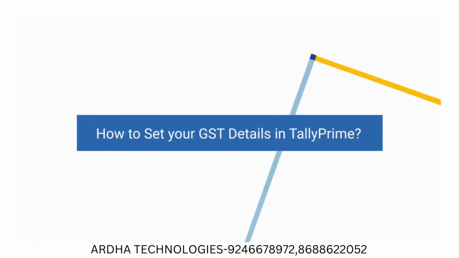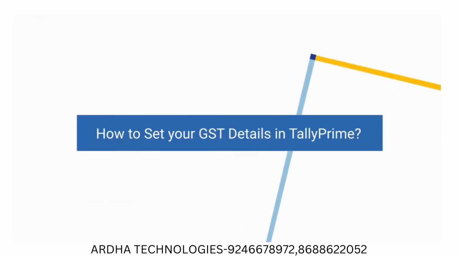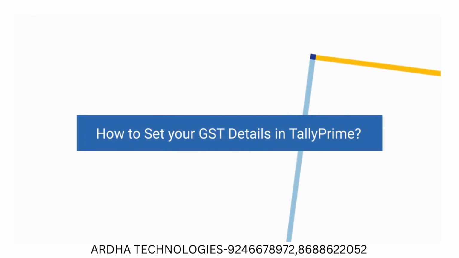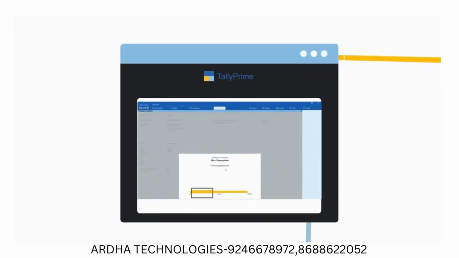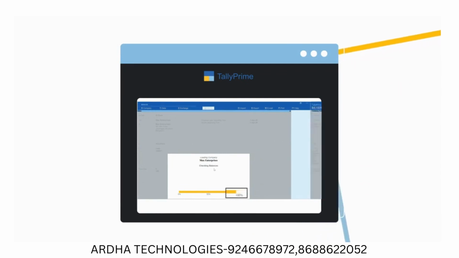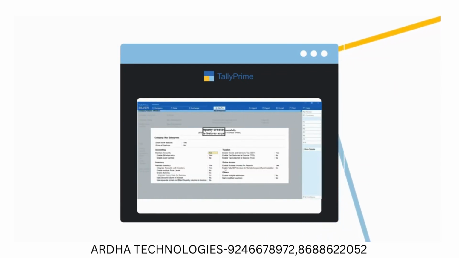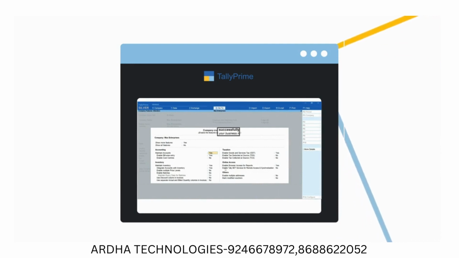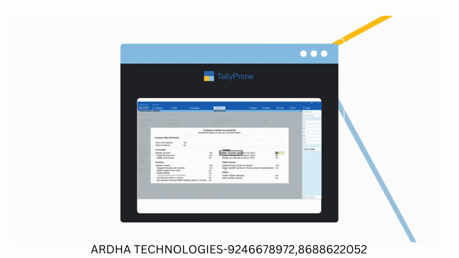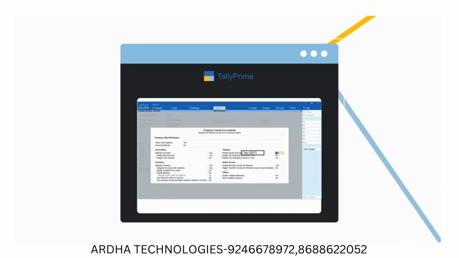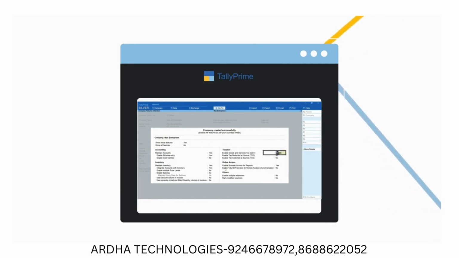In this session, you will learn how to set your GST details in TallyPrime. In TallyPrime, as soon as the company is created by you, the GST feature gets enabled by default and allows you to set the GST details in the Features page. In case you miss setting the details, there are multiple ways in which you can do it.